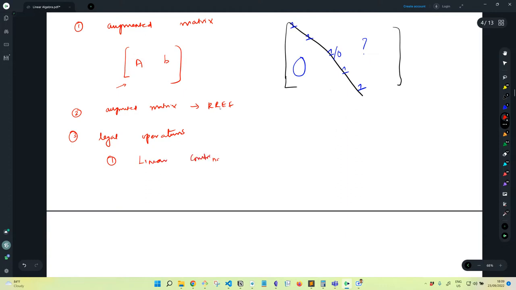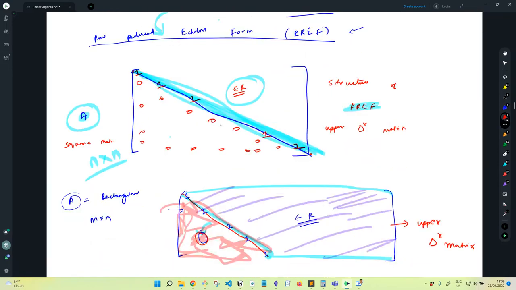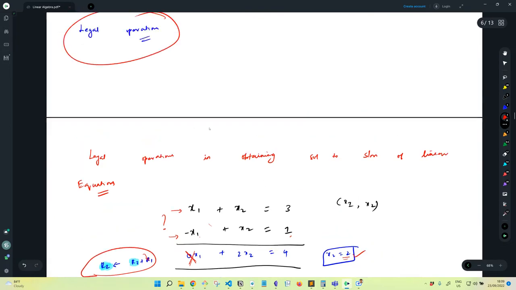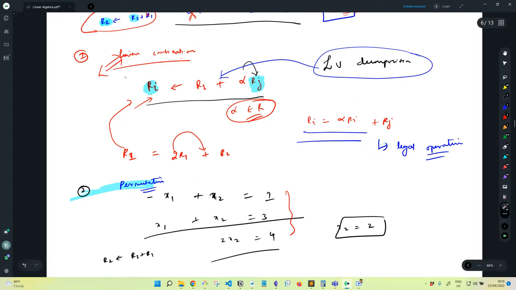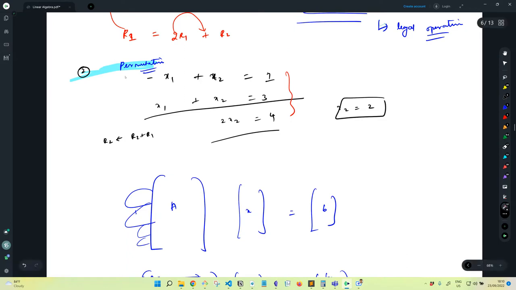So first thing is linear combination. Linear combination is any operation of the form Ri equals Ri plus alpha times Rj, right? And alpha can be any real number. Then we saw one more operation. I have the note. So this is the RREF. I think we saw the structure, and basically then we formulated the set of legal operations. And what are the legal operations? First is linear combination, that is operation of the form Ri equals Ri plus alpha times Rj.